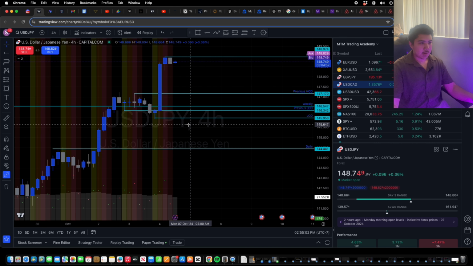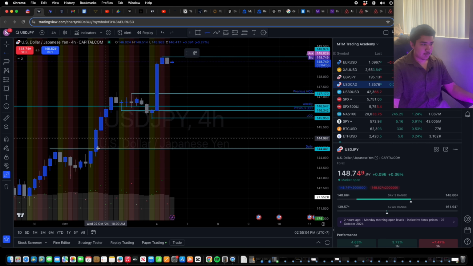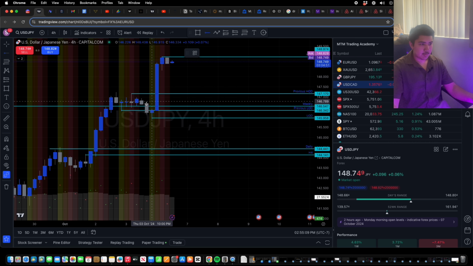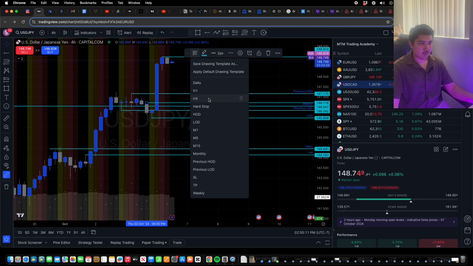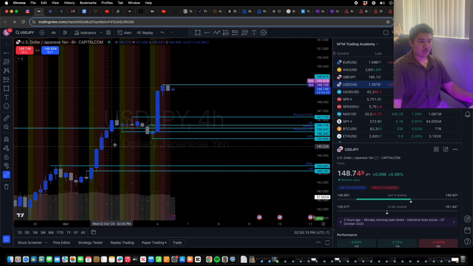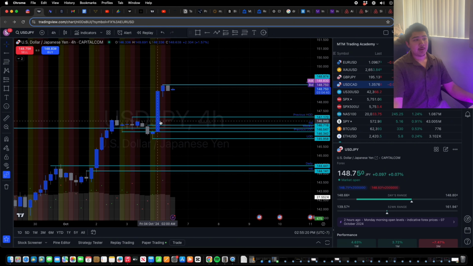But yeah, so we have this area of demand as well here on USD JPY, this 4 hour demand zone, as well as this 4 hour demand zone right here. Remember previous contrary candles: when you're looking at demand zones, you are looking for the previous bearish candle. And if you're looking at supply, you're looking for the last bullish candle.